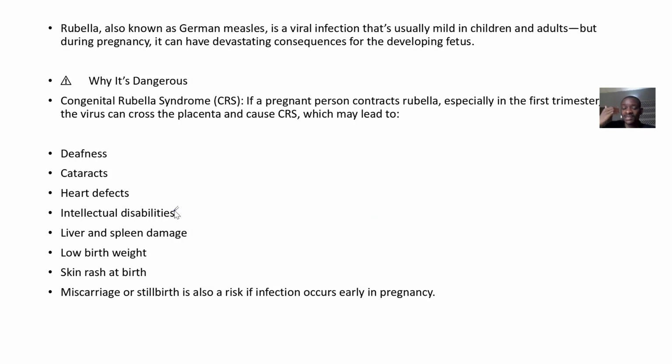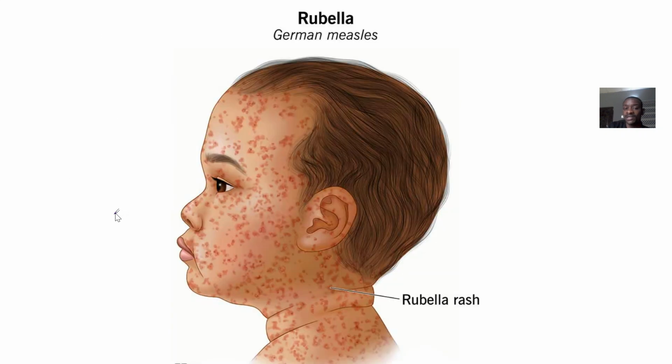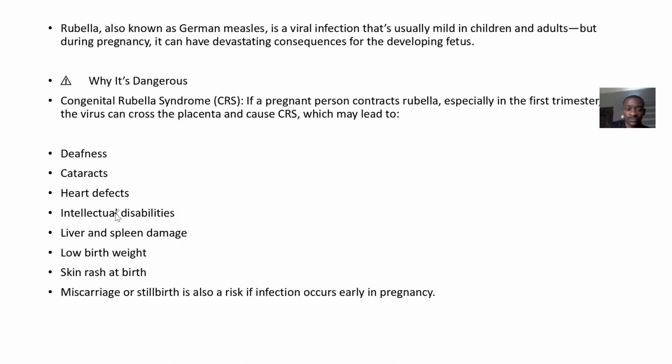It can cause intellectual disabilities in the baby. You give birth to the baby and the baby has a tough time trying to even talk. That's when it's time to start talking and all of that. It can cause liver issues, can cause spleen issues. It can cause low birth weight. It can cause the baby to have this type of rashes during childbirth. Okay, then miscarriage or stillbirth is also a risk if infection occurs early in pregnancy.